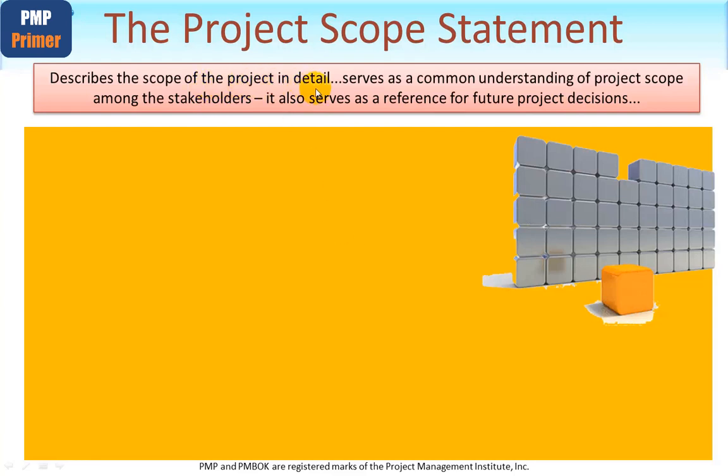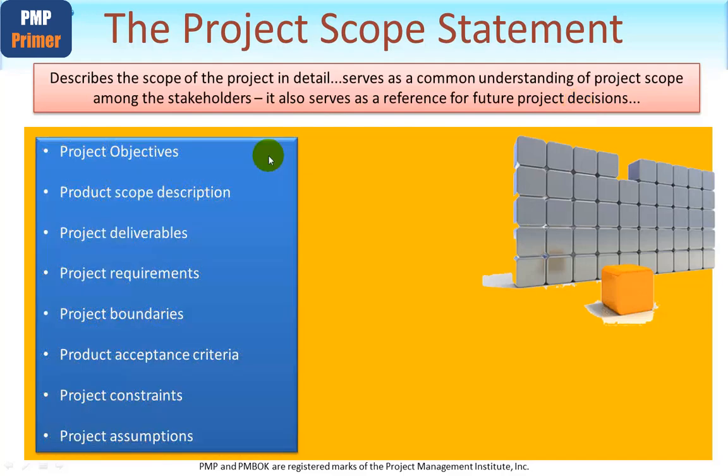Remember, this describes the scope of the project in detail and serves as a common understanding of project scope among the stakeholders. Also, of course, it serves as a reference for future project decisions, so it's very important. Here's the information that you'd expect to find in the project scope statement. First of all, the main project objectives and goals, if you will. The product scope description. It's a description of the end product, if you will. The project deliverables, the main products that come out of it, that make up the end product. The project requirements, or a reference to other documentation. The boundaries, that's the scope in effect, isn't it? What's included and what isn't.